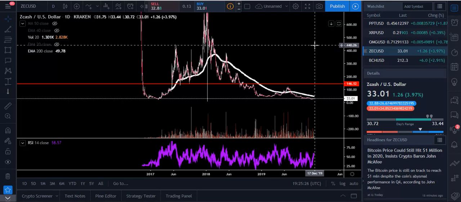You don't want to try to nail a bottom and catch a bunch of falling knives. So I just want to put this on your radar, guys. Zcash is at $33 right now.